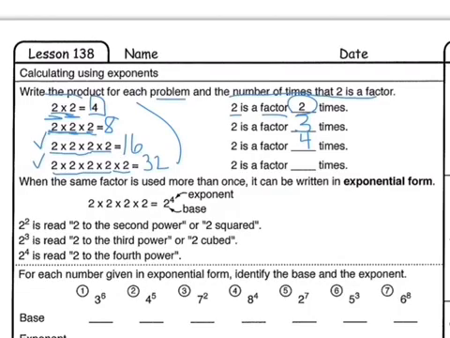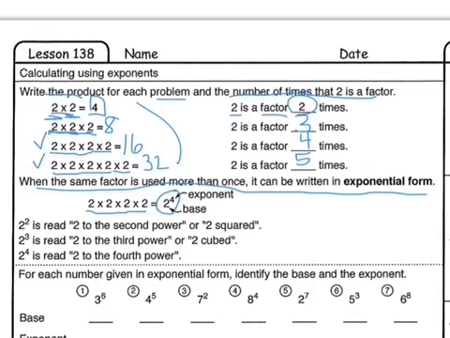So here we see the number 2 written 5 times as a factor. It says when the same factor is used more than once, it can be written in exponential form. Exponential form. Try saying that. Exponential form. So 2 times 2 times 2 times 2 is the same thing as writing 2 to the 4th power. The base number is 2. That's called the base in this little mathematical setup. And the 4 is called the exponent.